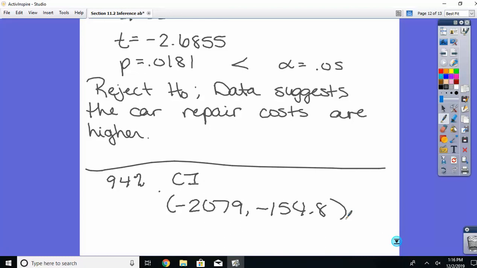So we would be 94% confident that the mean difference in SUV minus car is between negative 2,079 and negative 154.8. Would that make us accept or reject our null? Reject, because our null is saying the mean is 0. Is 0 in that interval? No. So this confidence interval is another way that you can decide whether you accept or reject. Okay, questions there?